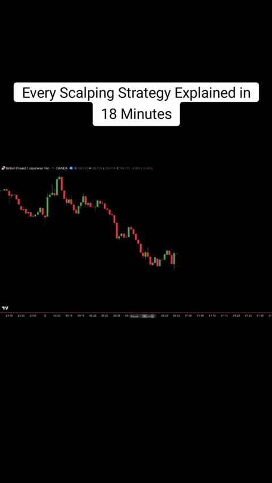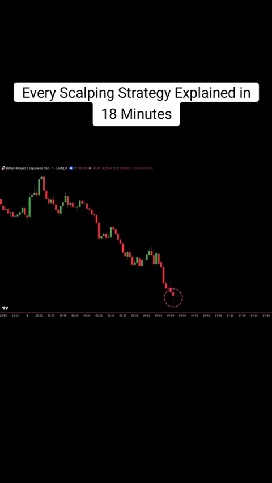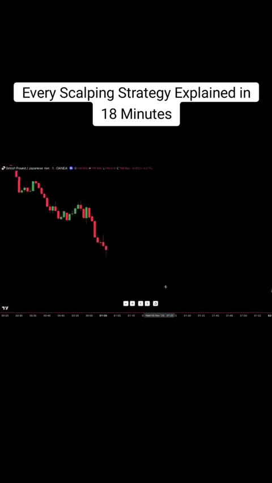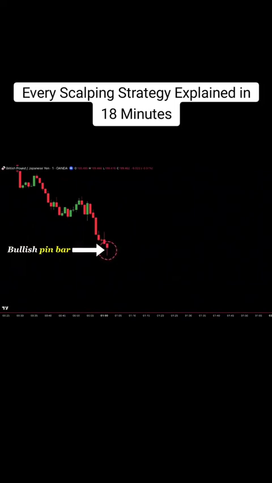And that signal is a bullish pin bar. Look at this candle. It forms right in the middle of that panic. It's like a small pocket of strength inside a fearful market. But you don't trade the pin bar itself. You wait for something more powerful. You wait for the failure of the pin bar.